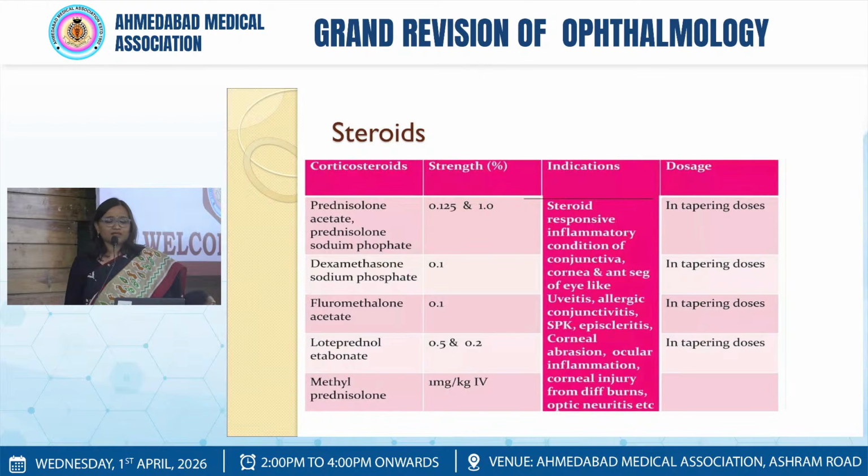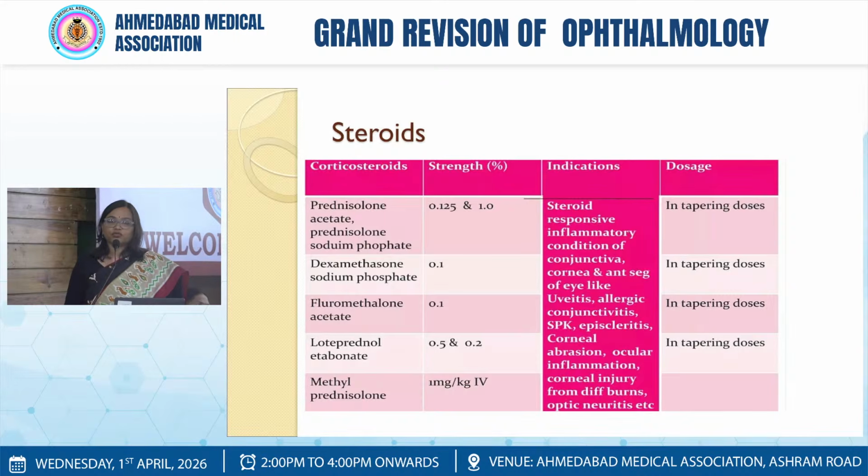So the next one is steroids. We can group them into potent steroids and low potent steroids. The potent ones are prednisolone acetate, dexamethasone and difluprednate, and the lower ones are fluorometholone and loteprednol. The most common use of steroid is post-operative: post-cataract surgery, post-glaucoma surgery, post-retinal surgery, post-squint surgery. Any post-operative period, because surgery itself is an inflammatory condition, so to decrease the inflammation we have to give steroids in post-operative patients.